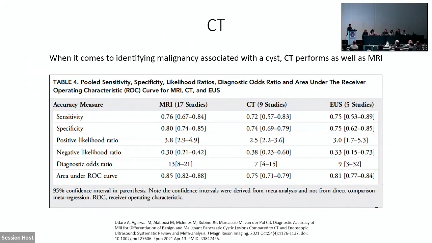And so, when it comes to identifying malignancy that's associated with a cyst, a CT scan actually performs just as well as an MRI. This is from a systematic review and meta-analysis of multiple trials in this field. That's when a malignancy is already there. If it's a slam dunk malignancy, a CT scan is going to be just as good as an MRI.